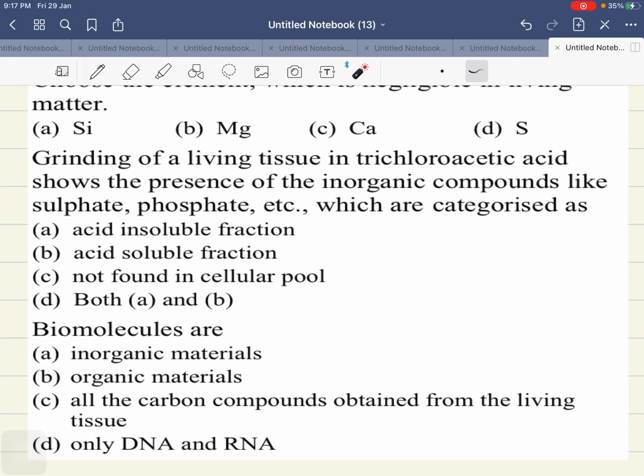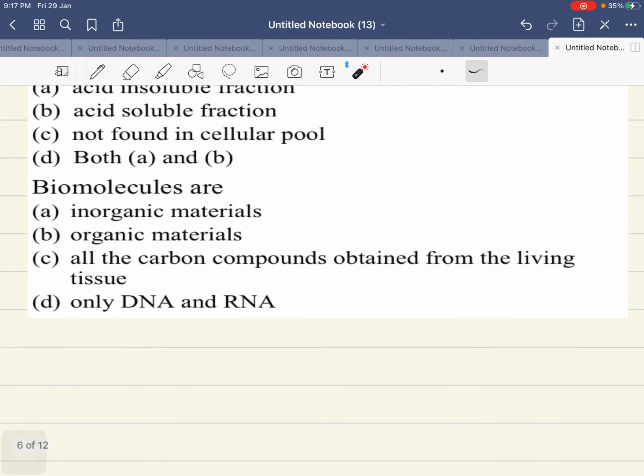Now most of you will write the answer both A and B, which is incorrect. If you have read that line, the answer will be acid soluble fraction. Inorganic compounds like sulfate and phosphate are categorized in the acid soluble fraction.